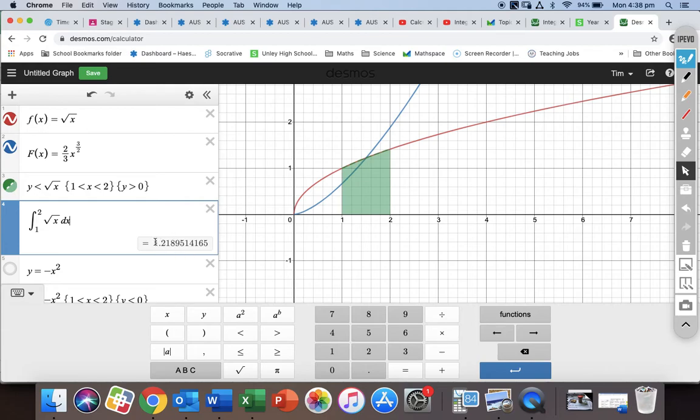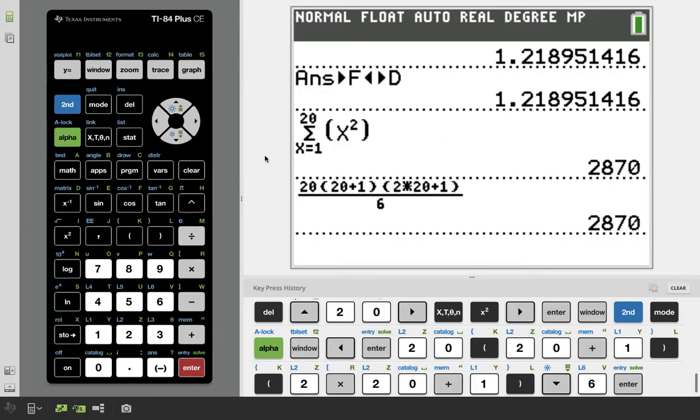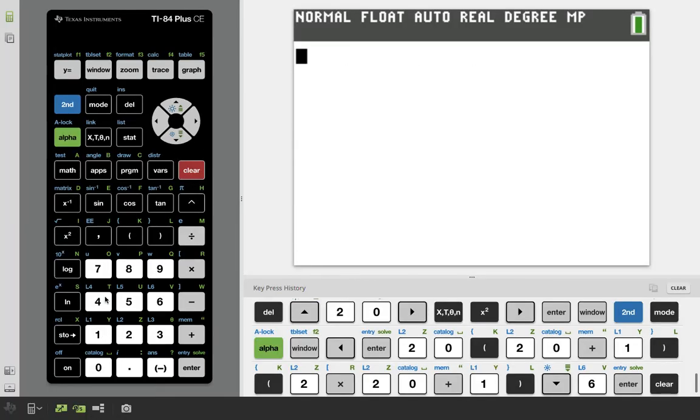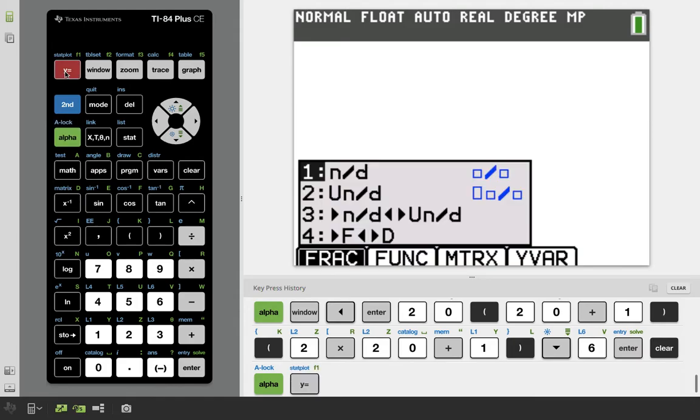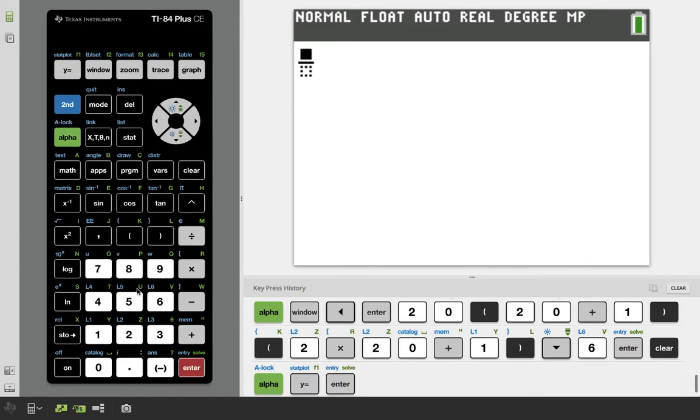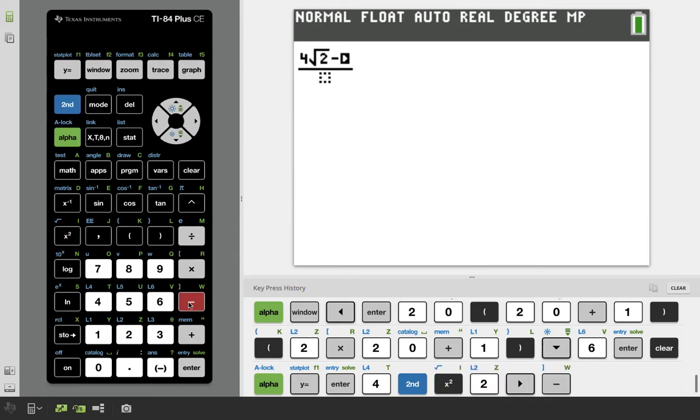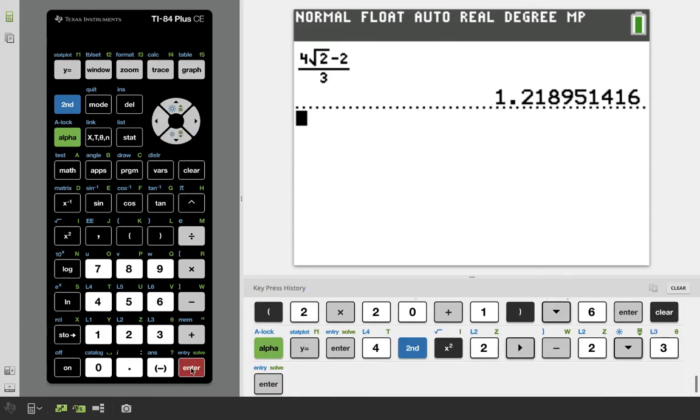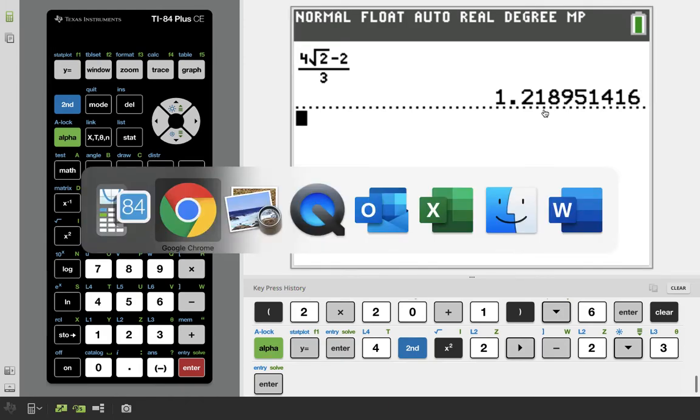Right, and I'm presuming that 1.21895 is the same as, let's have a look, I'll just clear, what did I have? 4 square root 2 minus 2 all on 3, and that should equal the same value. Yep, good. Okay. All right.